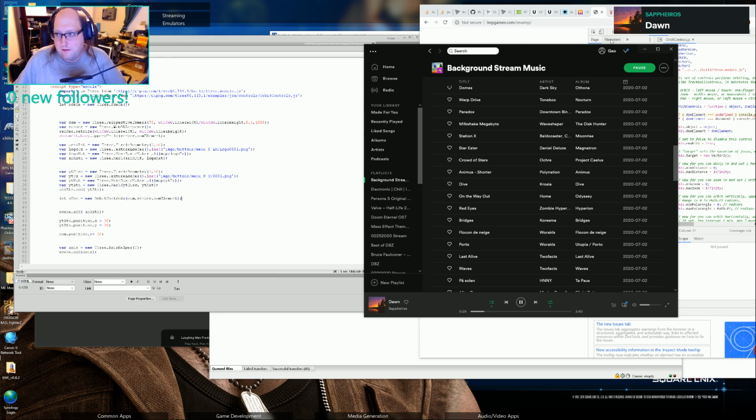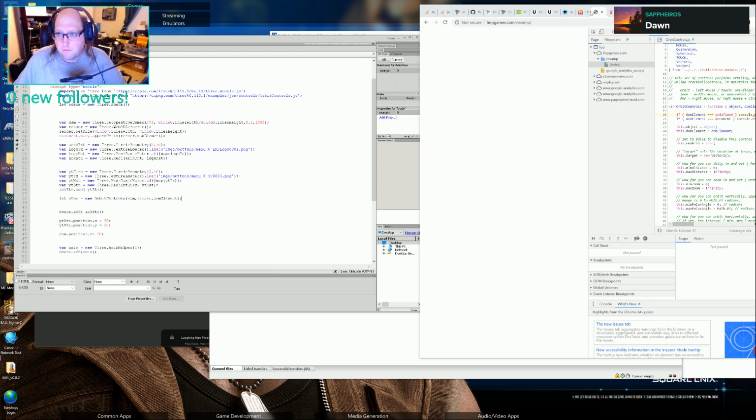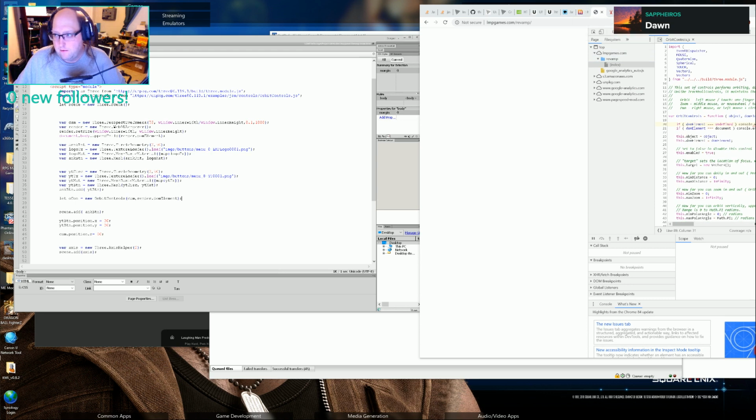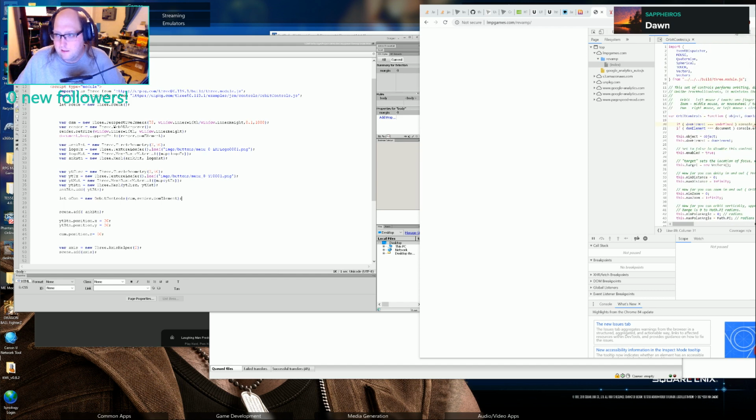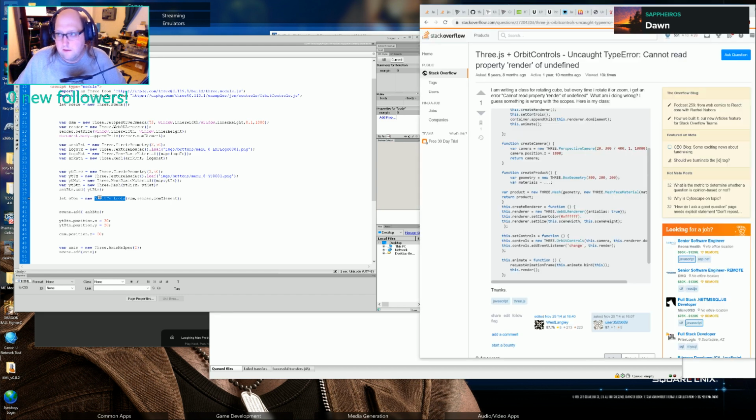So, we were talking about how to get this to rotate around it. And we're having issues with this, that's right. I think it's because, for whatever reason, the orbit controls is not being defined. Let's see. Three.js.